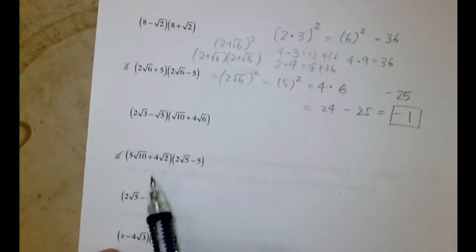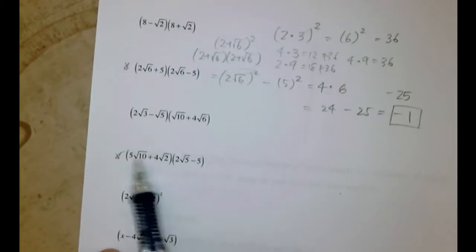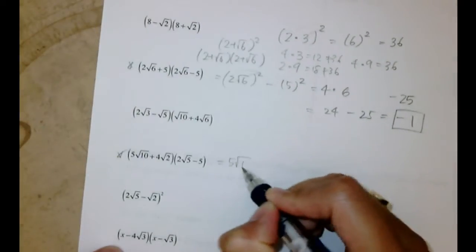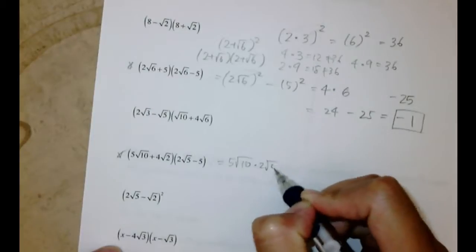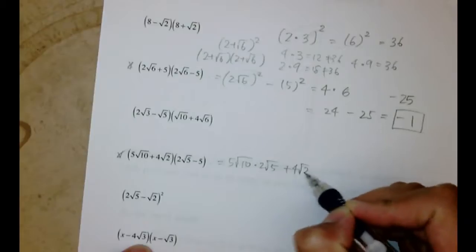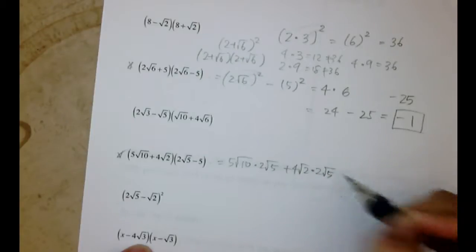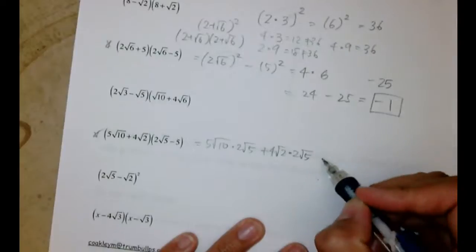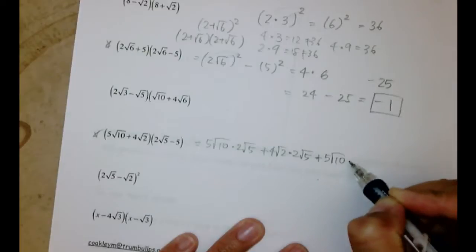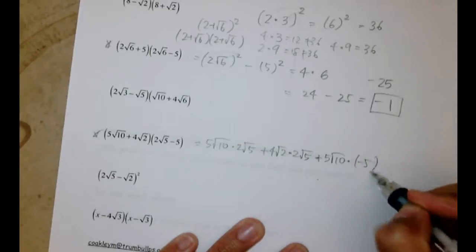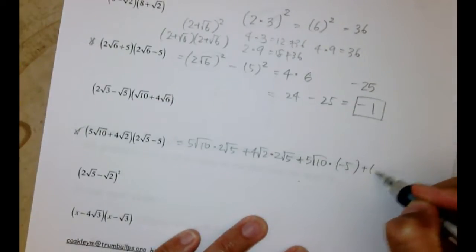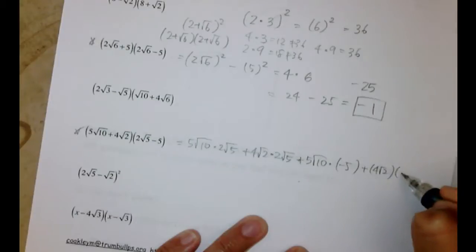And this one, okay, this is just a simple FOIL. The first, inside, outside, and last. So the first term is 5 root 10 times root 5. The second term is inside, so 4 root 2 times root 5. And outside is plus 5 root 10 times minus 5. And then the last term is plus 4 root 2 times minus 5.